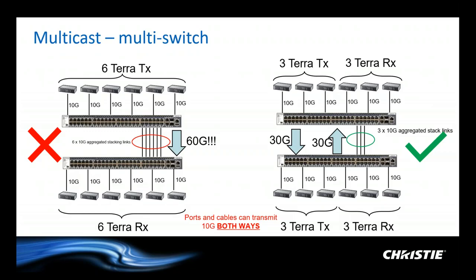So you need 60 gigabytes, a 60 gigabyte link in this example, which is not a very efficient use of this kind of configuration. Now, on the right-hand side, if you balanced the TX and the RX between the two switches, because the links between the switches, so the SFP plus links, actually transmit 10 gigabytes both ways.